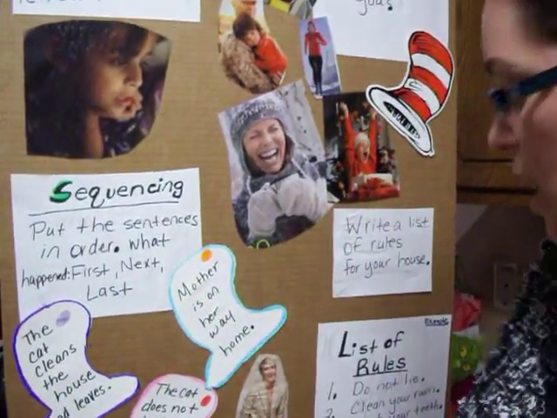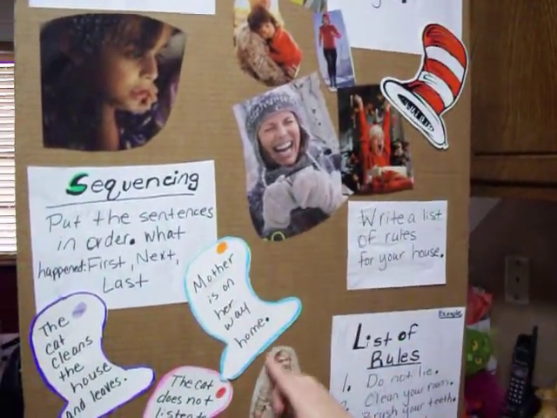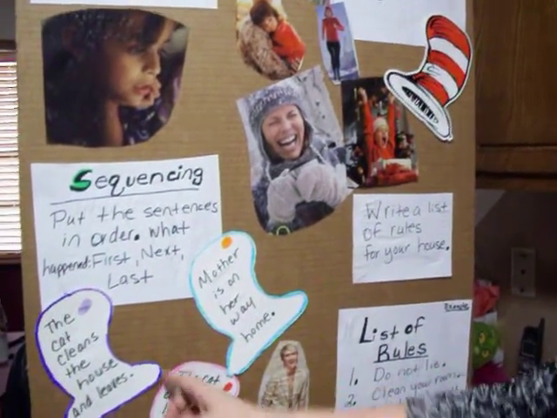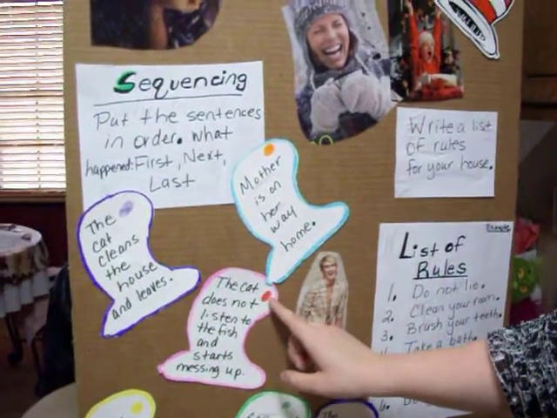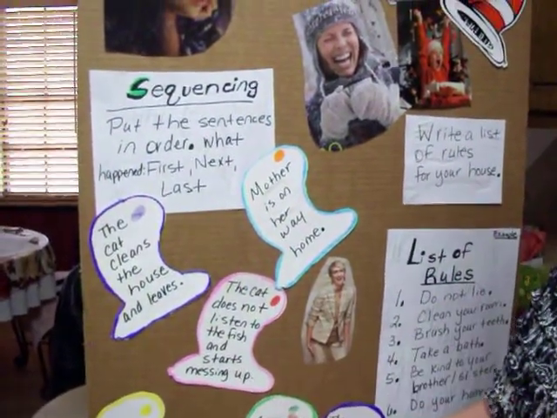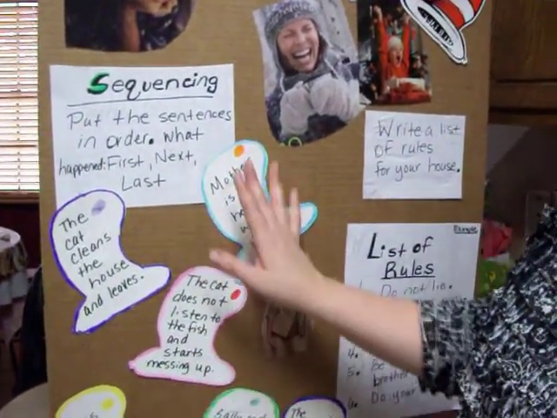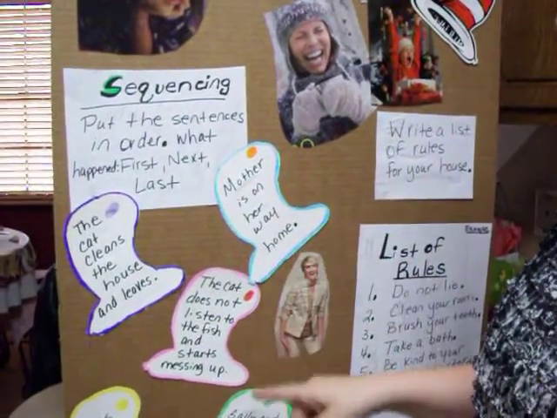And what they would do is they would have these Cat in the Hat hats, and they would put them in order. Now, I have color-coded them for the dyslexic students so they can see, and they can have a visual, and I've also color-coded them.